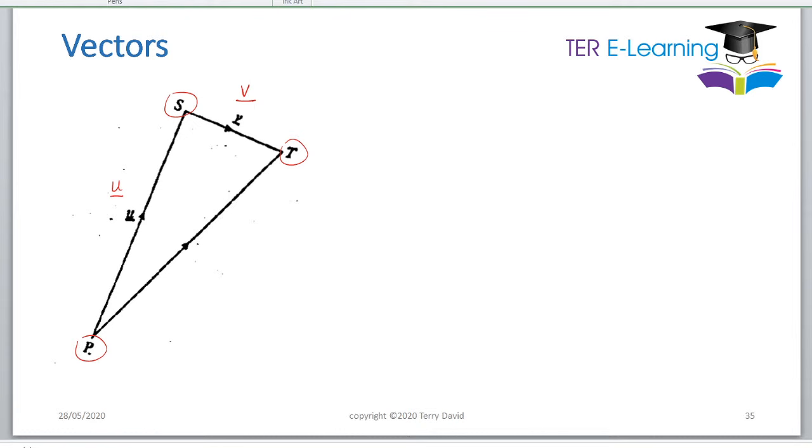And what do they want in this question? They are telling us that U is 4, 3. So the vector U is equal to 4, 3. And the vector V is equal to minus 2, 1. And the question is asking, what is the vector PT? That's what the question is asking.